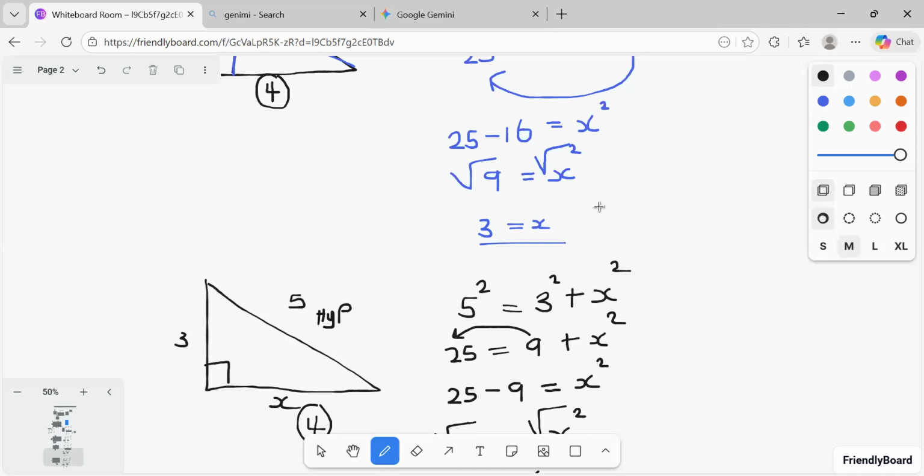So the theorem of Pythagoras states that the square of the hypotenuse is equal to the sum of the squares of the other two sides. So that is Pythagoras theorem.